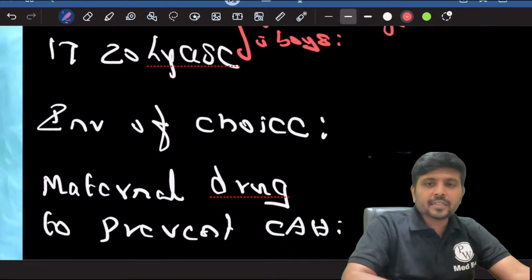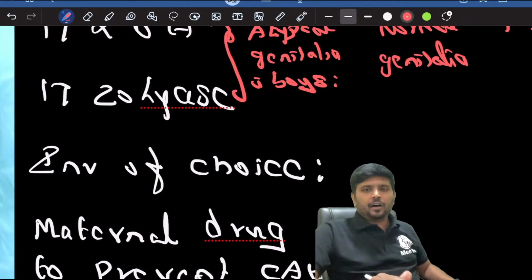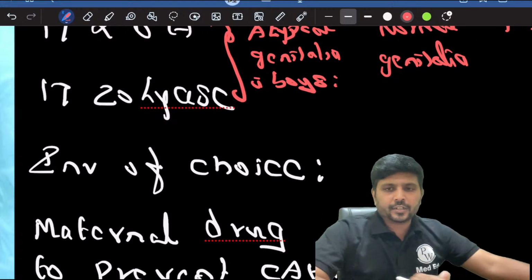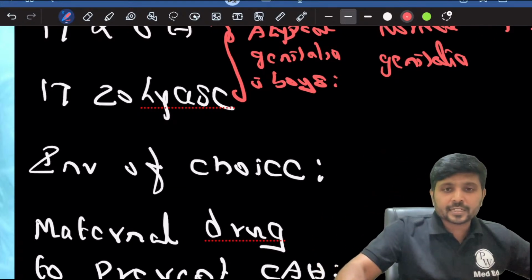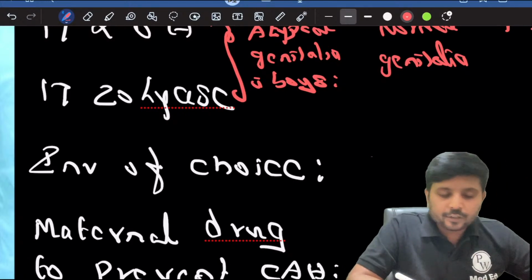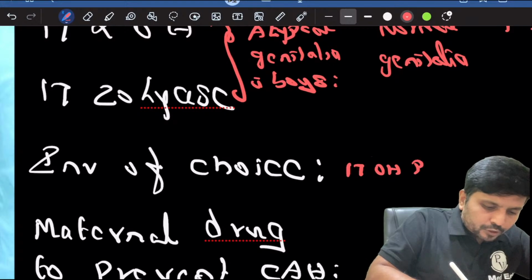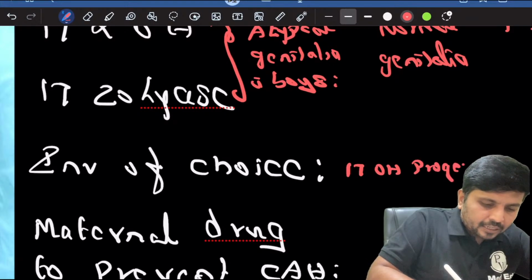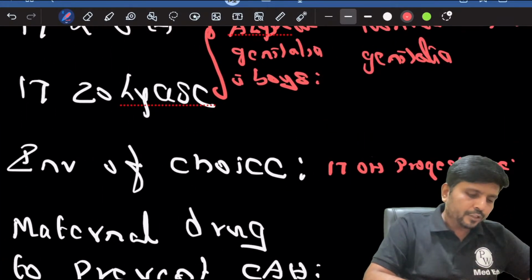So tell me, what is the investigation of choice in these conditions? The investigation of choice in the majority of these conditions is elevated 17 hydroxyprogesterone. So 17-hydroxyprogesterone is the screening test of choice.